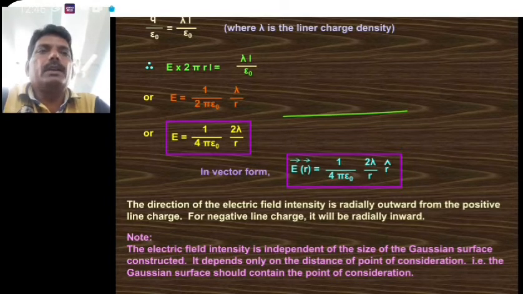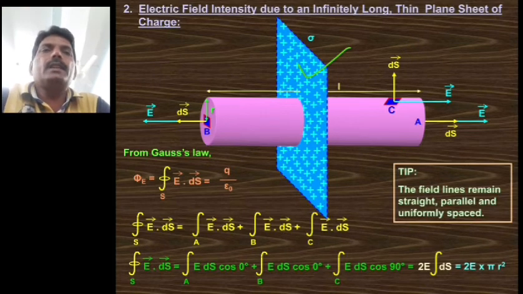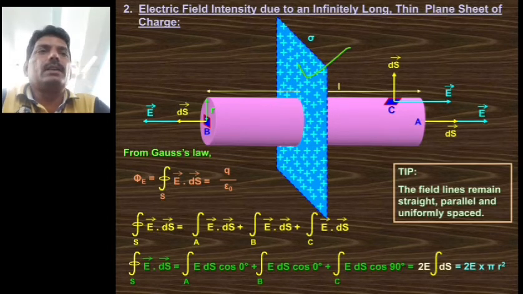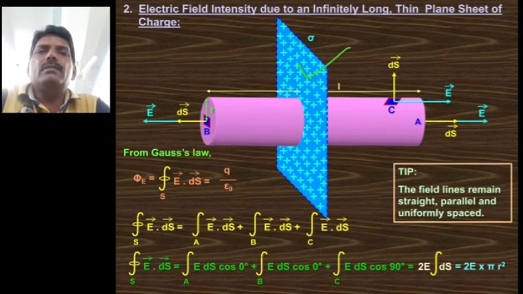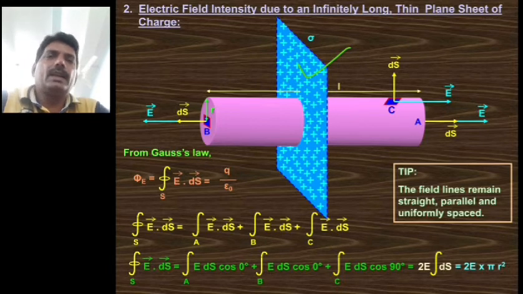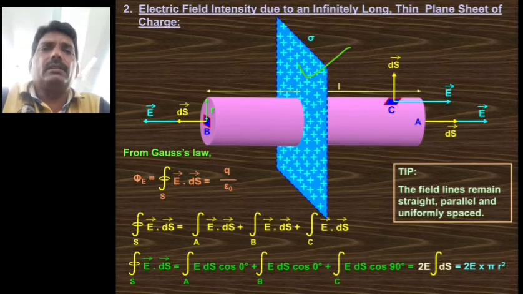Now we will proceed to the next point. The next point is electric field intensity due to an infinitely long thin plane sheet of charge. Now see, once you use the word thin, it means it has negligibly small thickness, which you can take as approximately equal to the thickness of the charge.